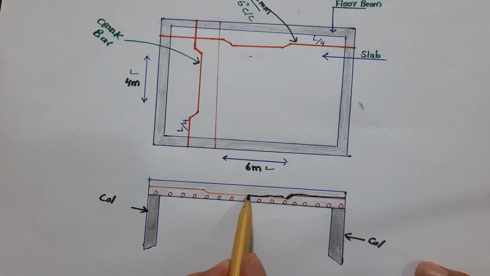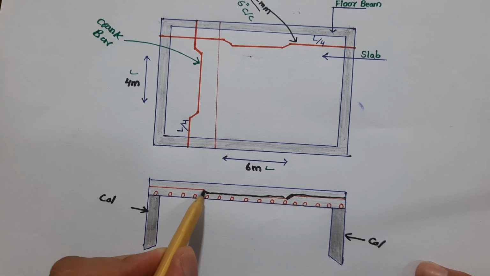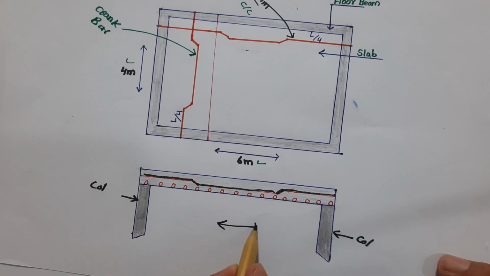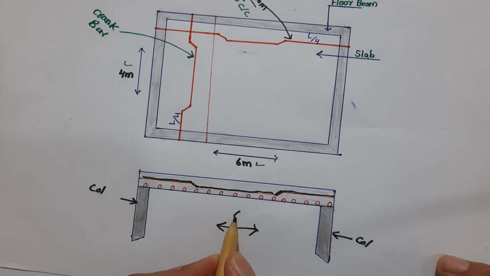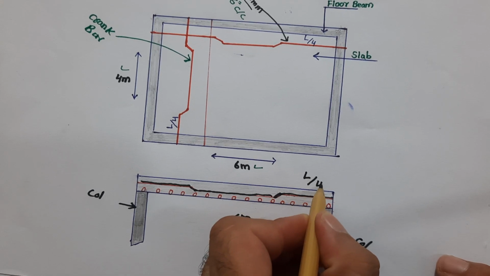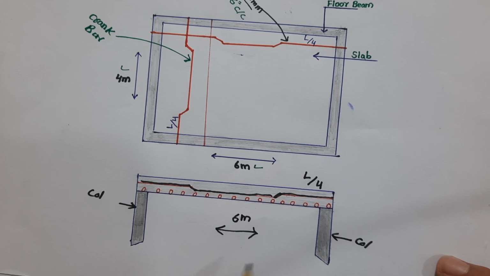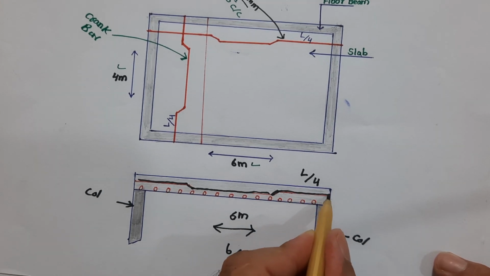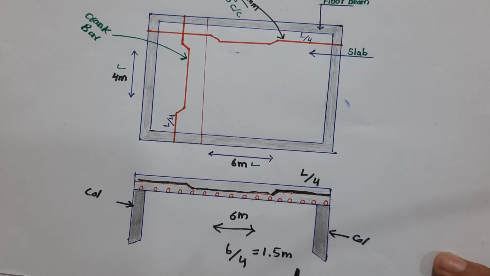We bend the bar at the distance of L/4. Look here, the span is 6 meter. At the distance of L/4, it means 6 meter divided by 4, so at the distance of 1.5 meter you should provide the crank bar. This is at the distance of 1.5 meter.